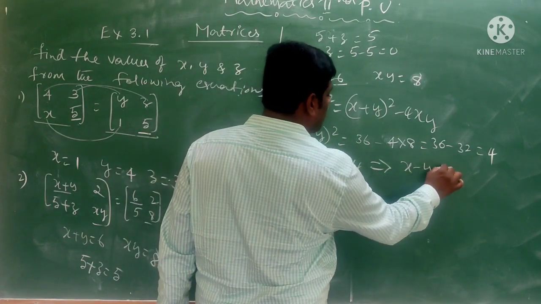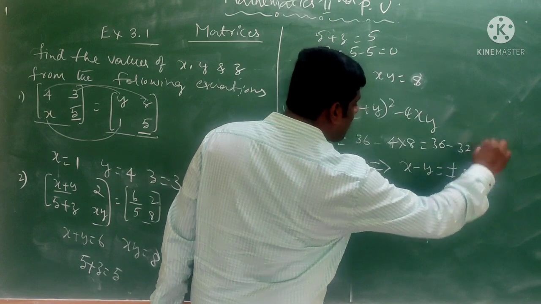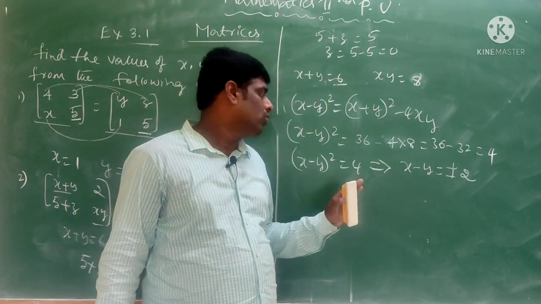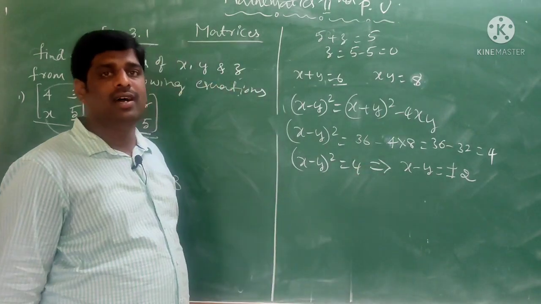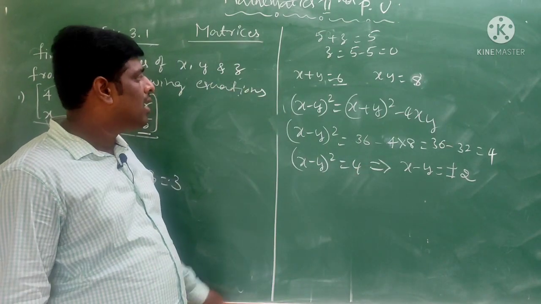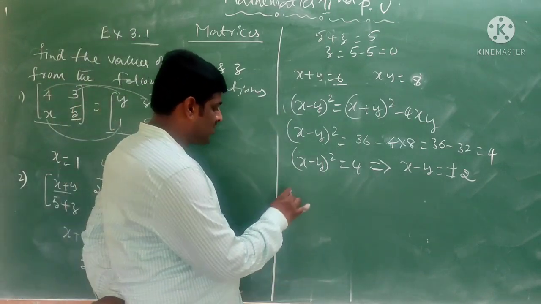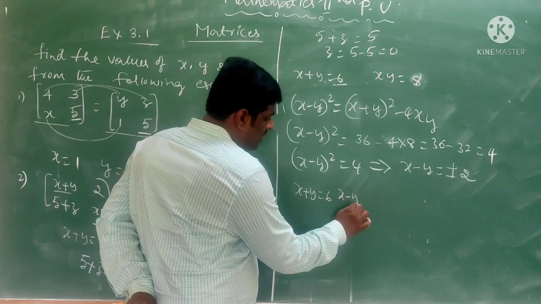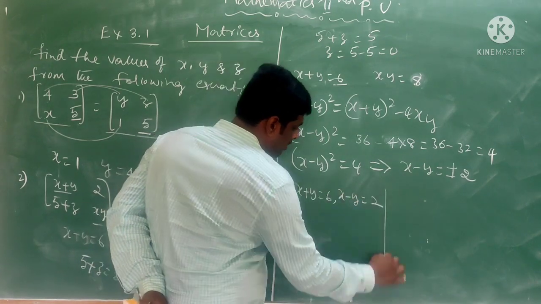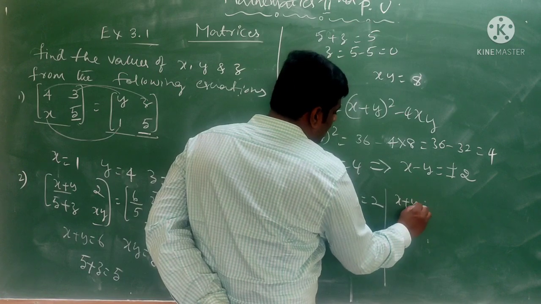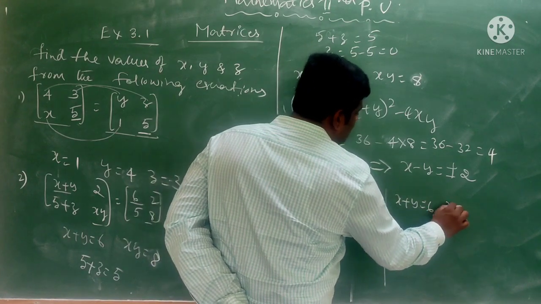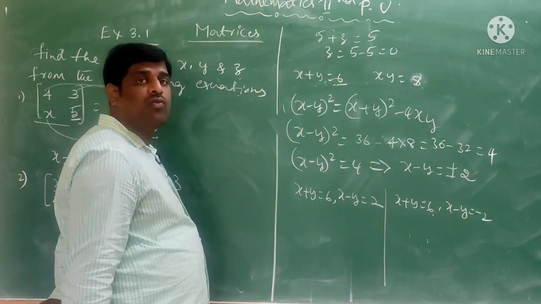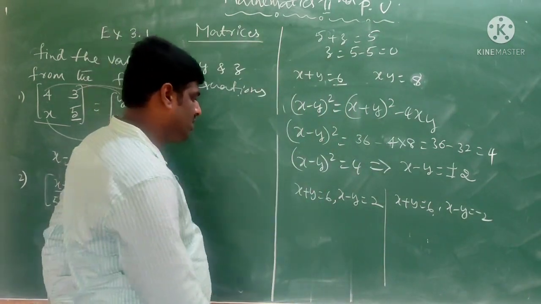X minus y is equal to plus or minus 2, that is x minus y is equal to square root of 4. Square root of 4 means plus or minus 2. Now already x plus y is equal to 6 is there. x plus y is equal to 6, x minus y is equal to 2. Next, x plus y is equal to 6, x minus y is equal to minus 2. Now you have to go for solving linear equations.